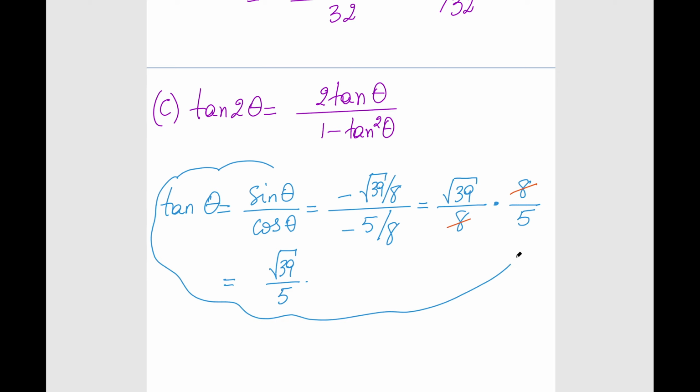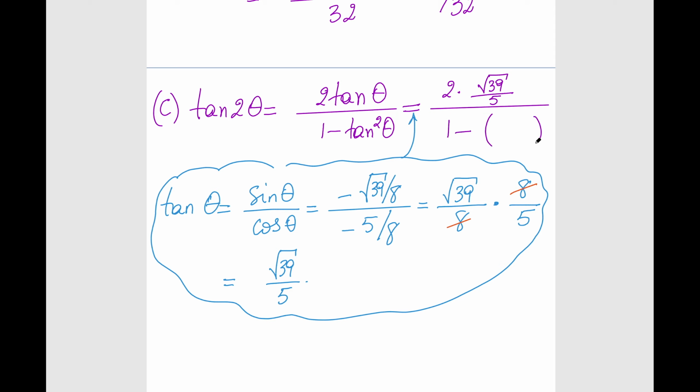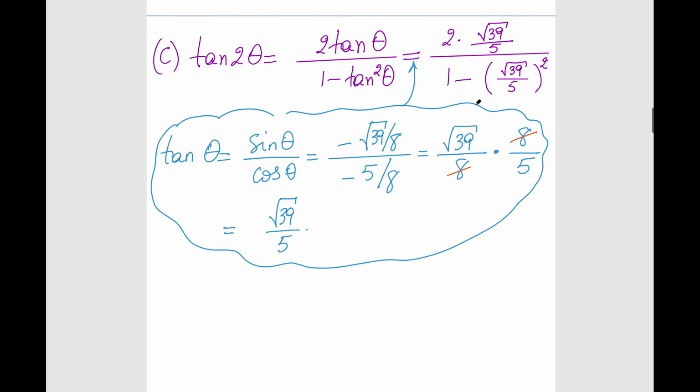Let's take this package and employ it right there at this point. So we get 2 times the tangent of theta that we just found, which is square root of 39 divided by 5. And downstairs I have 1 minus the square of tangent of theta, which we just said is square root of 39 divided by 5. Agree with that?